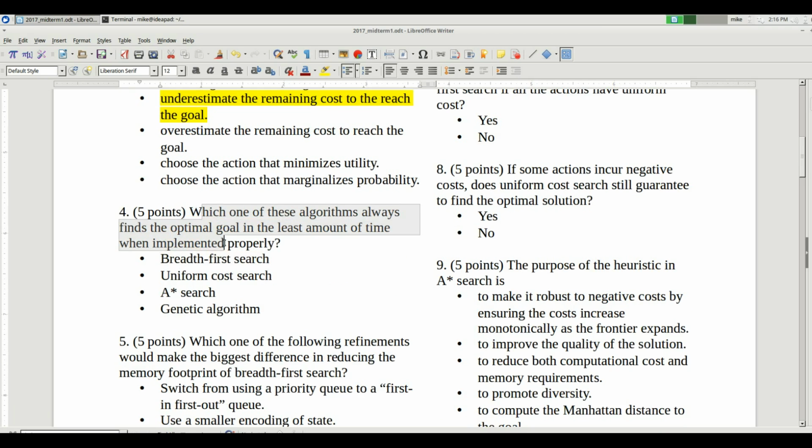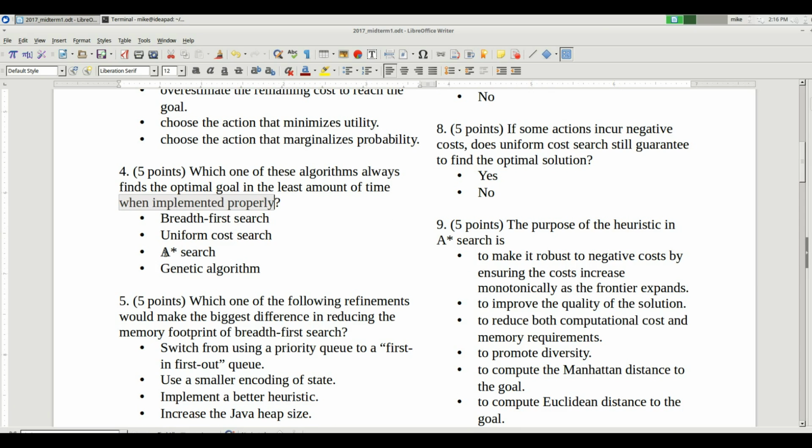Okay, which one of these algorithms always finds the optimal goal in the least amount of time when implemented properly? Yeah, that's the answer. So these always find the optimal goal. But A* is guaranteed to have a computational cost less than or equal to uniform cost search. Therefore, why would you ever pick uniform cost search as the one that finds it in the least amount of time? Now, admittedly, they could be the same if there is no possible good heuristic. But usually there's something that's a reasonable heuristic, so you can usually beat uniform cost search at least by a little bit.